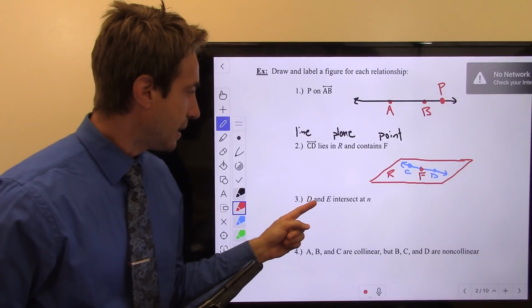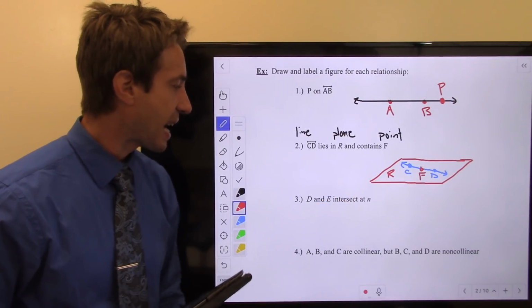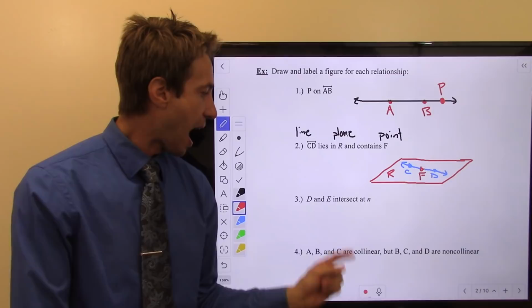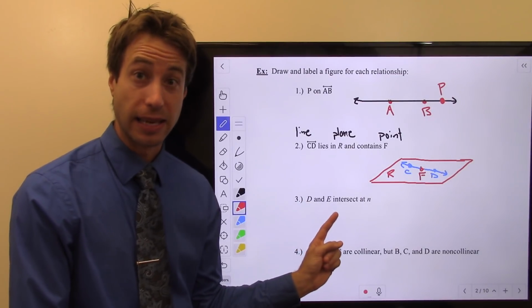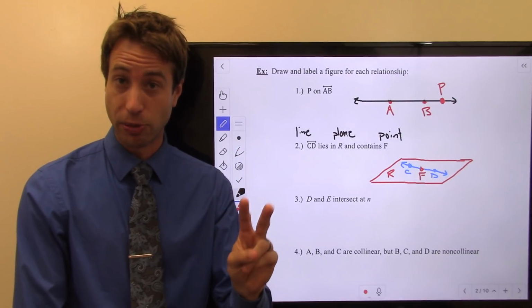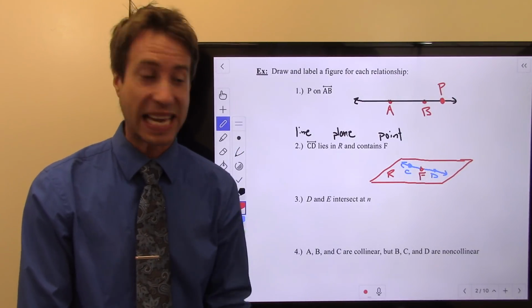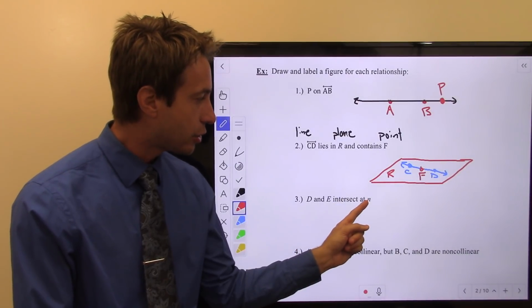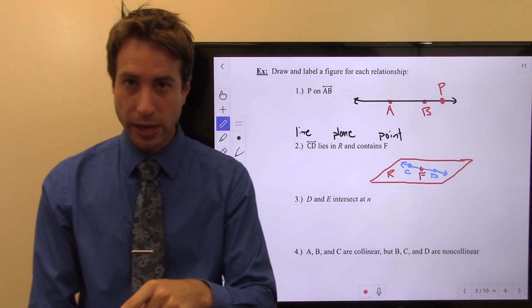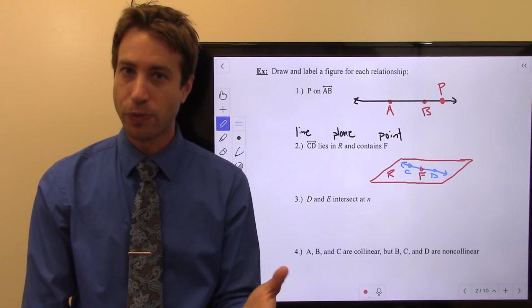Okay, here we go. Plane D and plane E intersect at n. Hey, here's a great one, okay? I've got a capital italicized, capital italicized. Yeah, two planes. I have plane D and plane E. They're going to intersect each other, and they intersect each other, ooh, interesting, lowercase italicized letter. What does that mean?